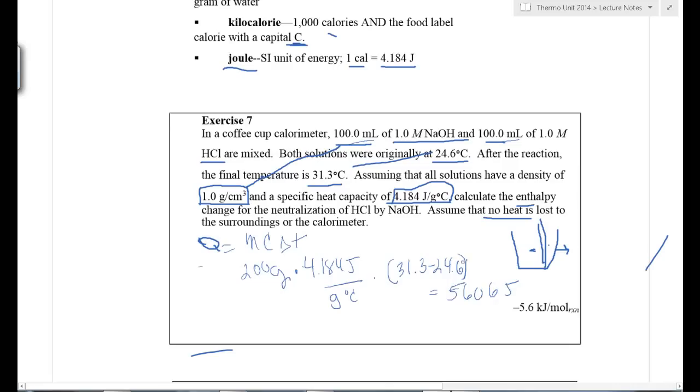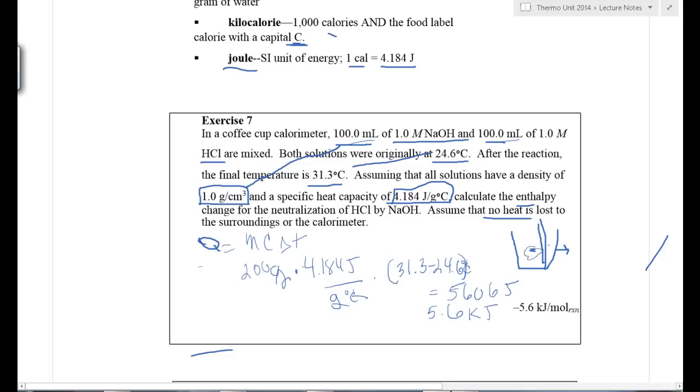This is a degree C, so this C and this gram cancels. I'm left with joules. And looks like I want 2 sig figs, so I'm going to go with 5.6, and I can make that kilojoules. And I got to think about what's happening here. This is going up in temperature, which means that I have an exothermic reaction.